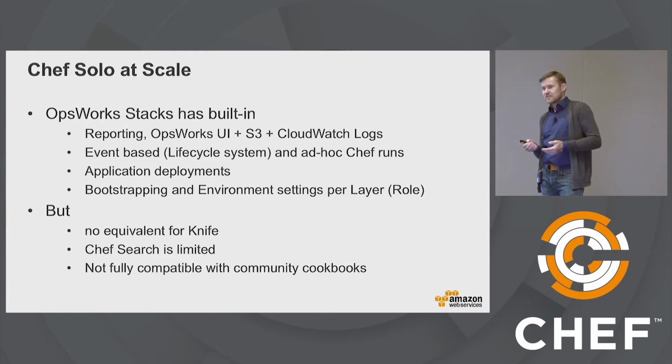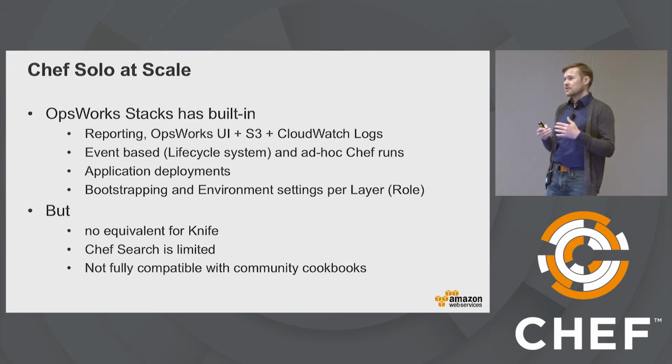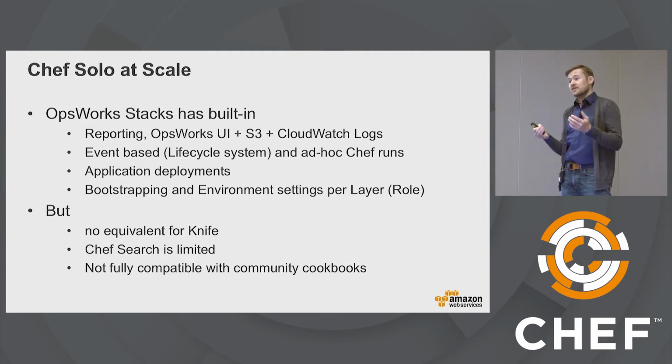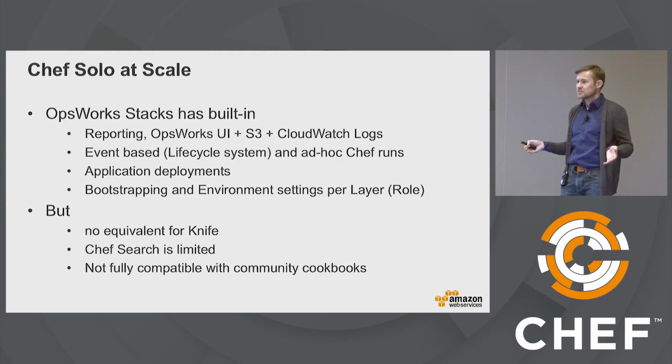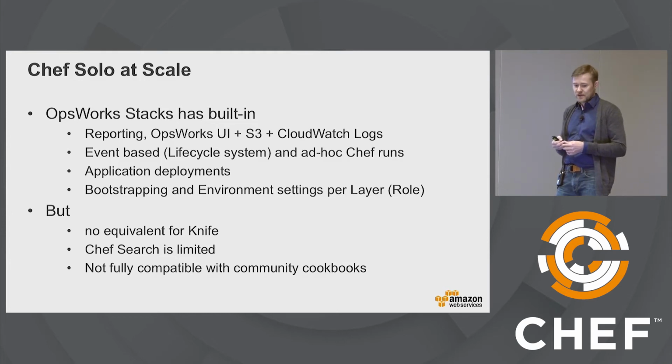The downside is there's no equivalent to knife. So if you go through any tutorial of Chef, at some point there is some knife command that will probably not work with a Chef Solo use case. Also, the Chef search is limited. We inject a lot of what we know about the stacks that you're running in AWS, so we give you information about the RDS database that you have in place, and maybe your EBS volumes and so on. So you have a little bit more context knowledge about AWS, but you don't have all the Ohai data that you usually would expect.